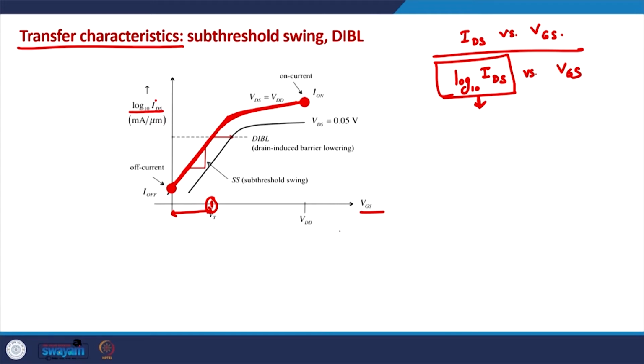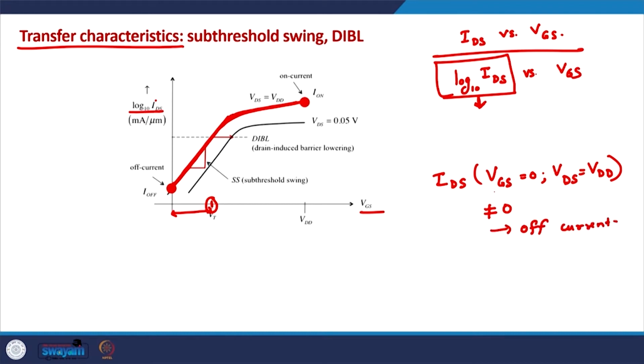And there is an important parameter here, which is the IDS when VGS is 0 and VDS is maximum. This is a non-zero number. As you can see here, this is the intersection of this line on the current axis, and this is known as the off current.